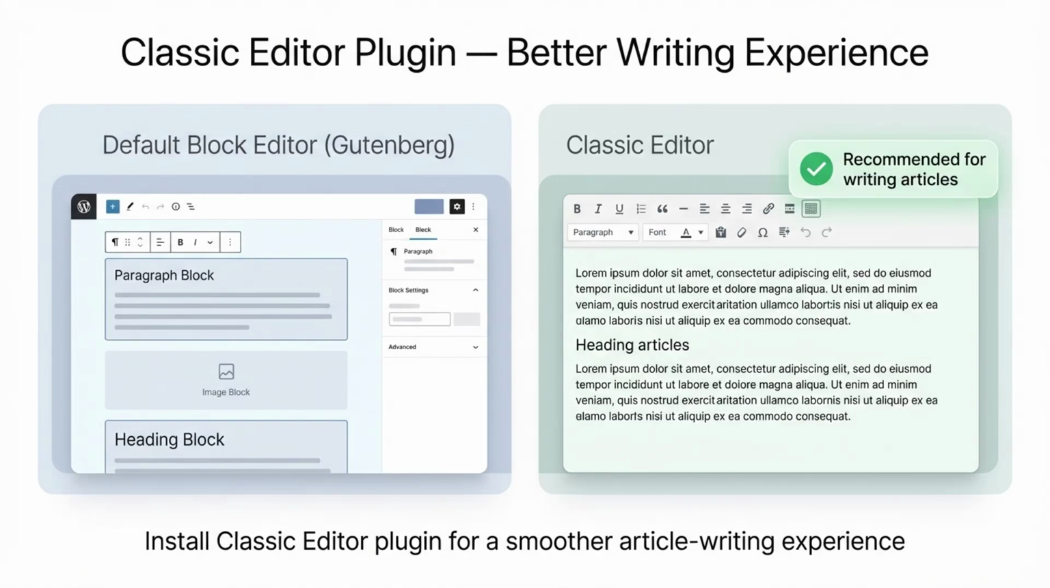There is one more plugin worth mentioning: the Classic Editor. WordPress by default uses the Gutenberg block editor, which can feel fragmented when you're writing long articles. The Classic Editor gives you a cleaner, word processor-style interface that many writers find much easier to work with. If you plan to write a lot of content, the instructor recommends installing this one too.